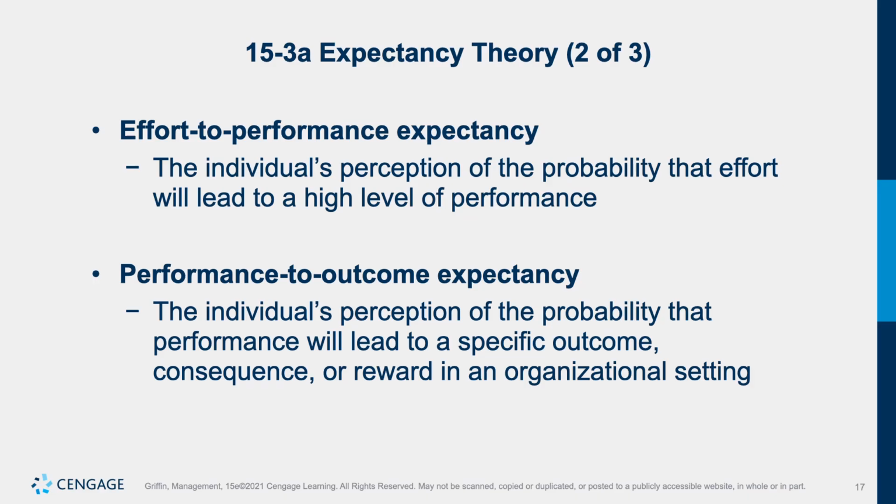Meaning that effort to performance expectancy has to do with every student's perception of how well they are able to actually get the $1 if they make the attempt to come to the front. If they are going to be the first to come to the front, that's the perception of the probability that putting in that effort will actually lead to them getting the $1, right?